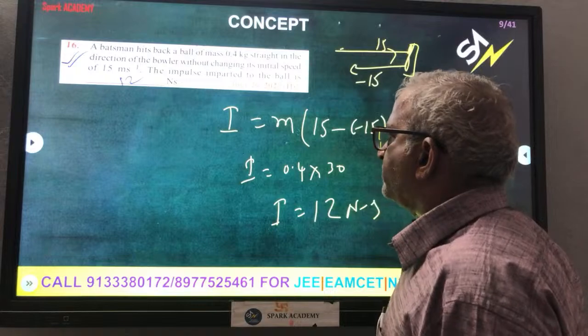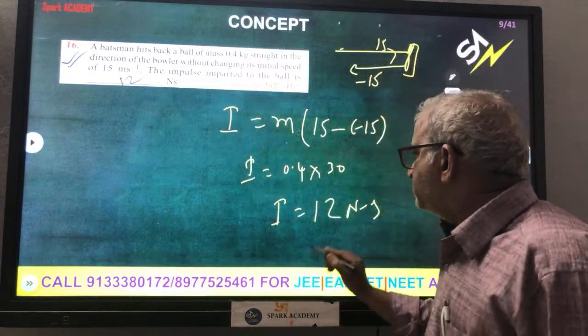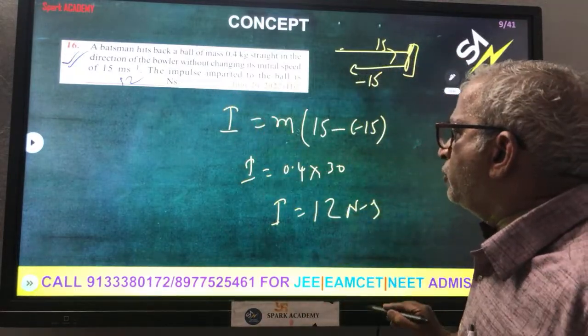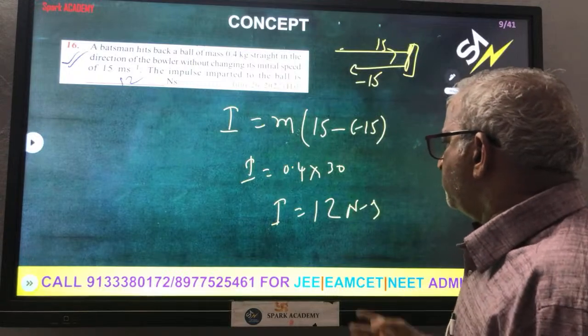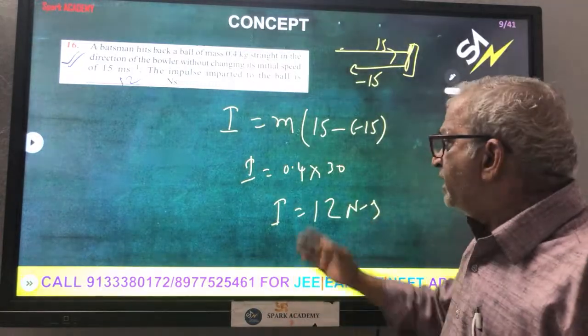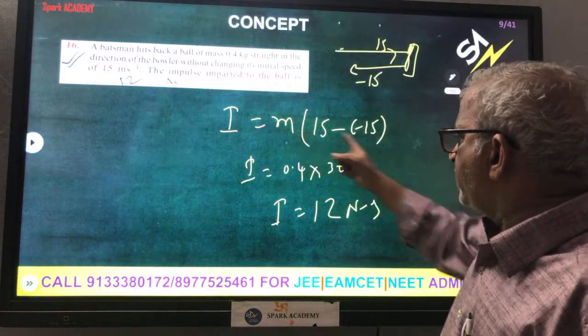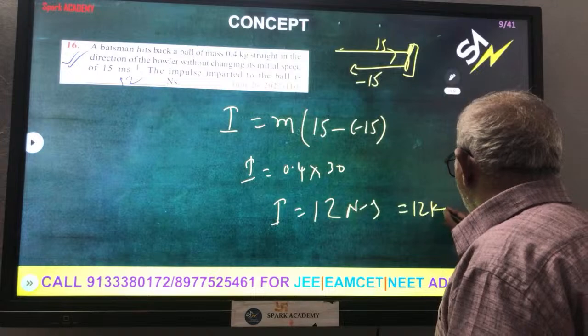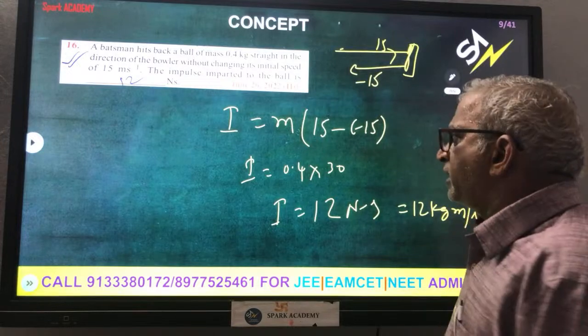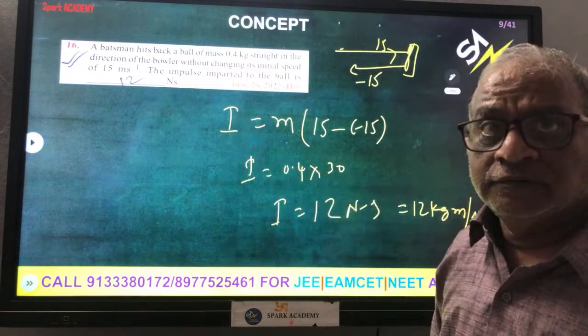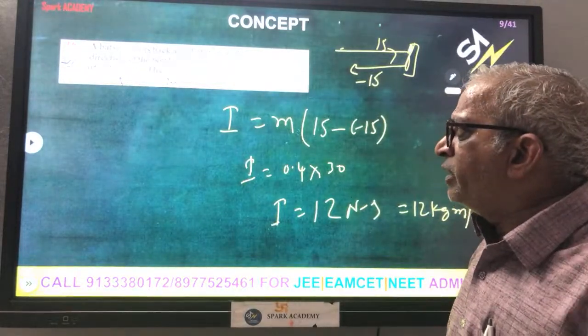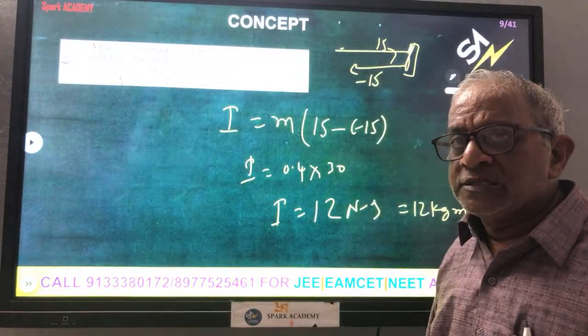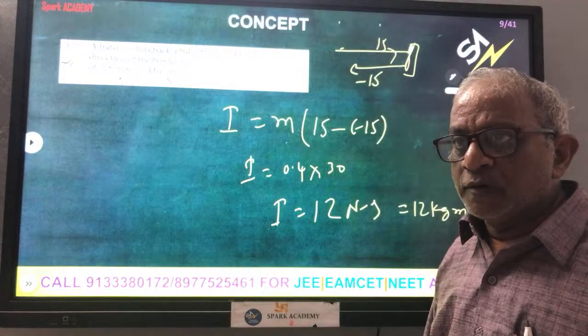This is an integer type question, that's why alternatives are not there. Impulse is equal to 12 newton second. Even though we use the change in momentum formula, the impulse can be given as 12 newton second or 12 kg meter per second; there is nothing wrong in this. Okay students, today we learned different problems on impulse and force. Thank you.